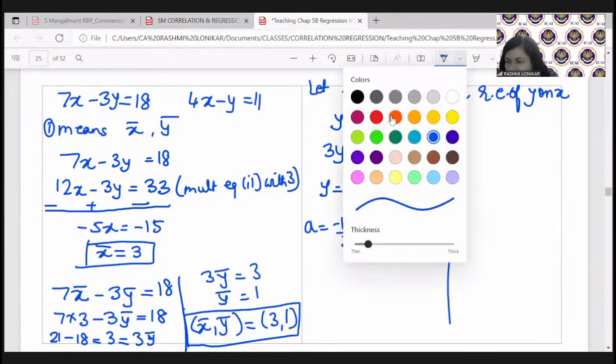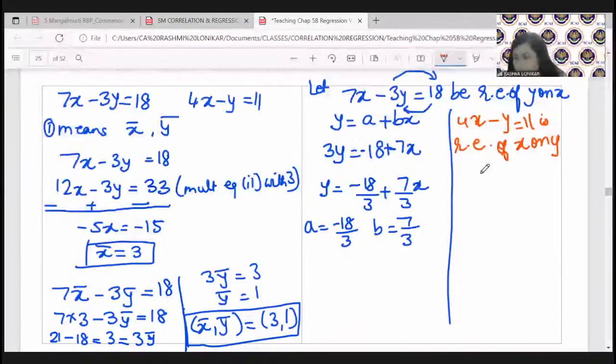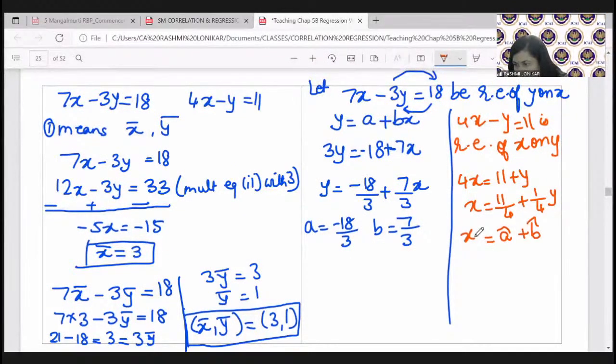Now, if this is y on x, then 4x minus y is equal to 11 is the regression equation of x on y. So what will I have? 4x is equal to 11 plus y. x is equal to 11 upon 4 plus 1 upon 4 y. So this is the form x is equal to a cap plus b cap y.